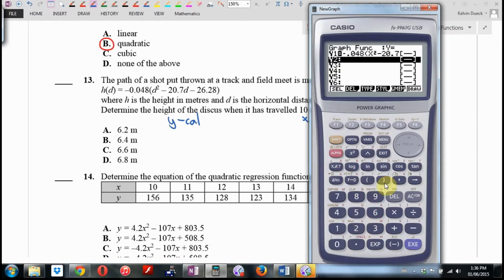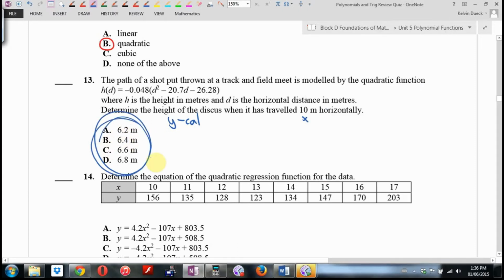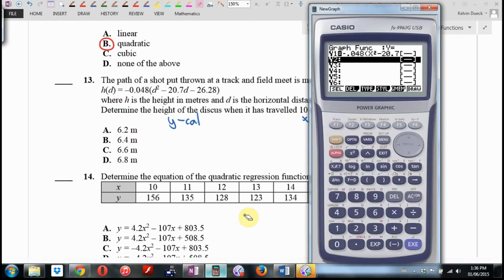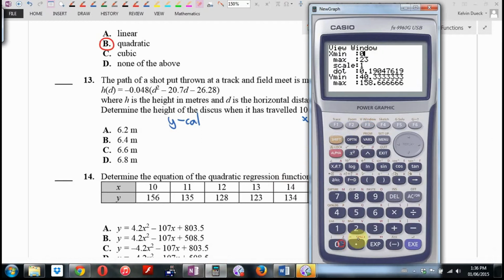View window. Well, this is a y value, and the y values that they give me go up to 6.8. So at least for my y values, and I got to go 10 meters horizontally. I'm going to go with this view window from 0 to 12. That'll give me 10 meters horizontally. And from 0 to a little bit bigger than 6.87, I'll go with 0 to 8. Okay, that looks good. This is a y-cal, G-solve, y-cal when x is 10. 6.4 meters.